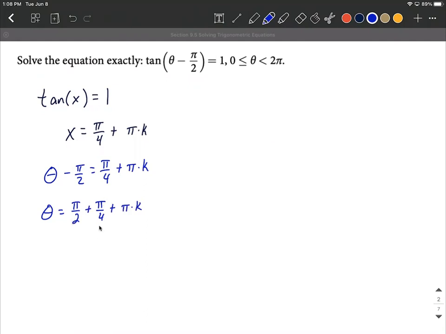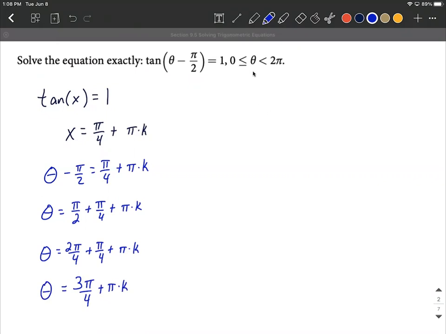Probably go ahead and combine these together. So I'm going to visualize this as a common denominator of 4. I'm going to think 1 over 2 is equivalent to 2 over 4, plus pi over 4, plus pi times k. So that's really 3 pi over 4 plus pi times k. Now this would be a way to represent all of our solutions.